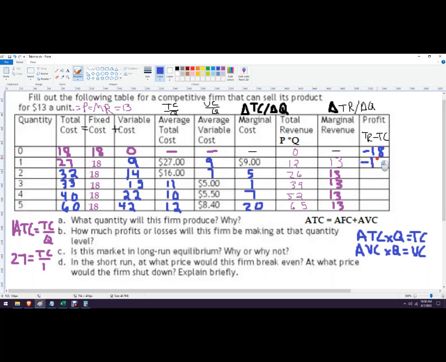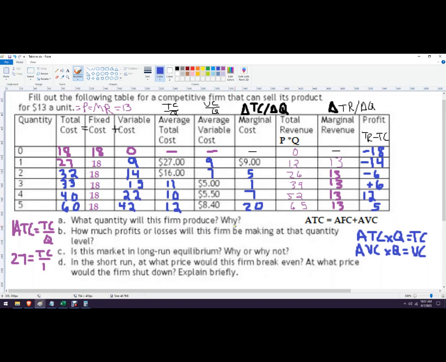I was looking at the next column. Something didn't seem right. 26 minus 32 is minus 6. 39 minus 33 is positive 6. You don't have to put the positives if you don't want to. 52, that's plus 12. And the last one, we're still making a profit. We're still making 5. Okay.